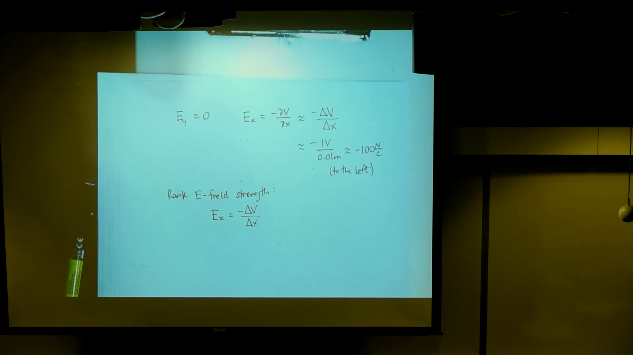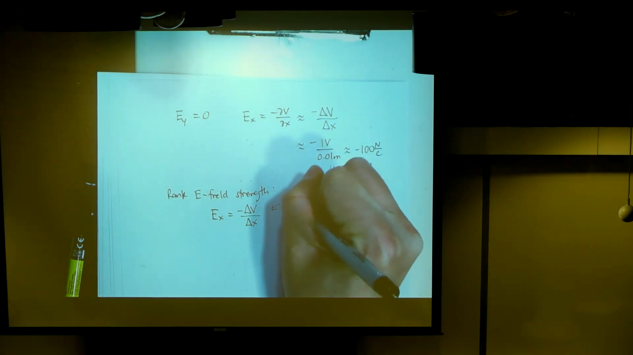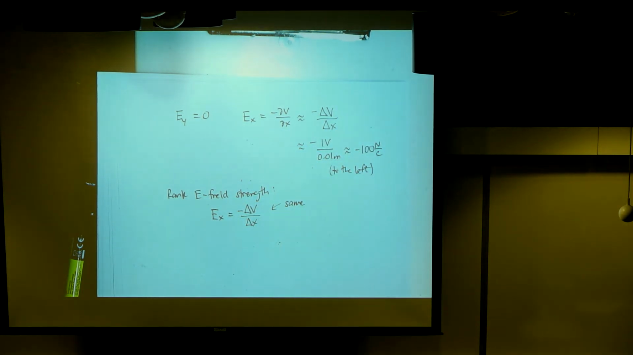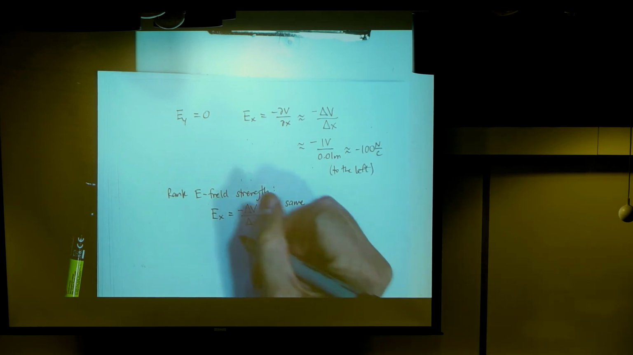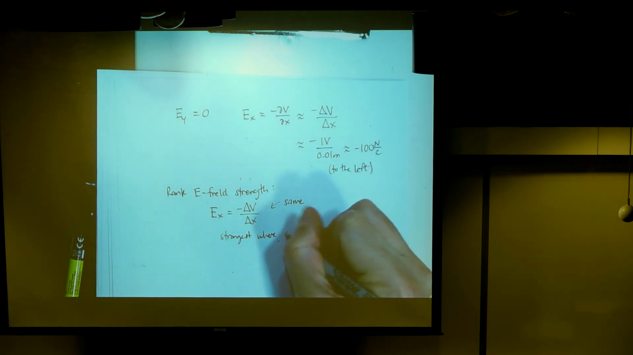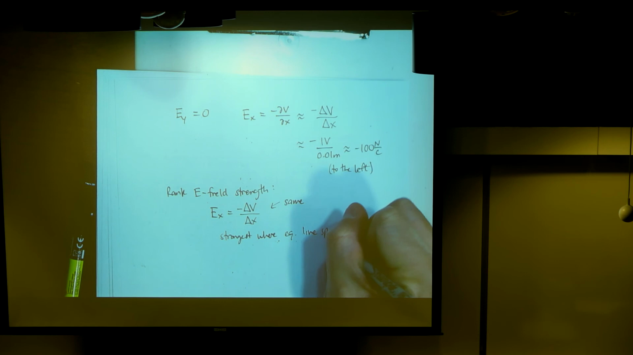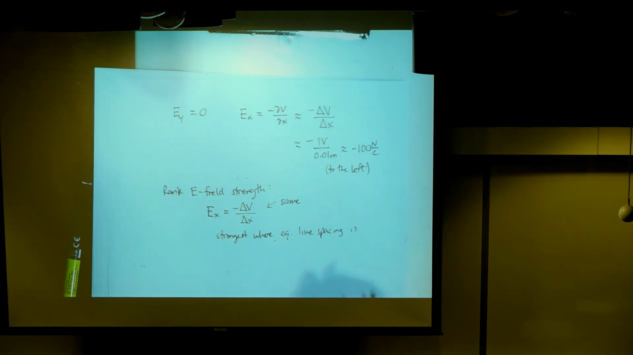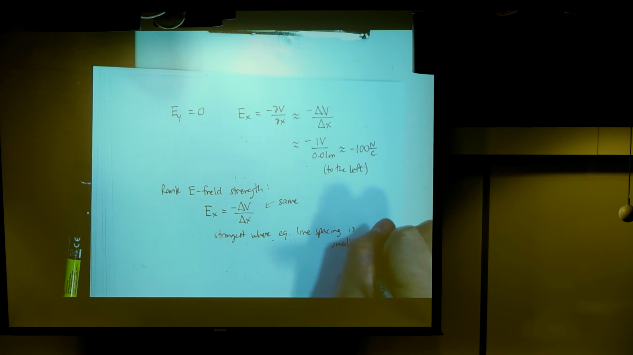So if delta V is the same for all of these different cases we're going to look at, the strength of the E field is inversely proportional to the distance between the equipotential lines. You see that? That just means the closer together the lines are, the stronger the E field is. And the more spaced out they are, the weaker the E field is. Okay? So strongest where equipotential line spacing is smallest. Okay, does that make sense?